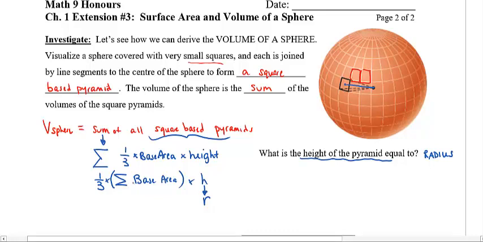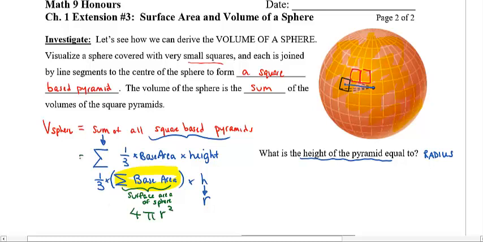Now, the question I have for you is, what is the sum of all the base areas of all of these square-based pyramids? If I were to add this piece plus this piece, this piece, all these pieces, if I add them all together, can you see what I actually get? What is the sum of the base area? Well, that is equivalent to, yes, the surface area of the sphere. And we just calculated that on the previous page. That was 4 pi r squared.